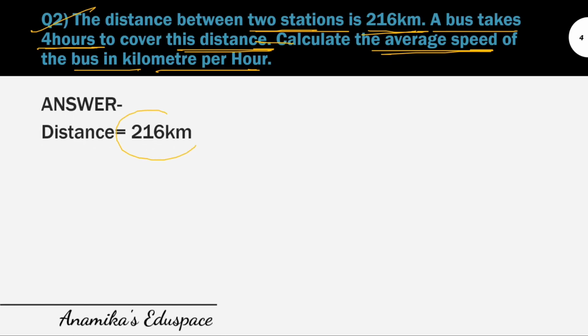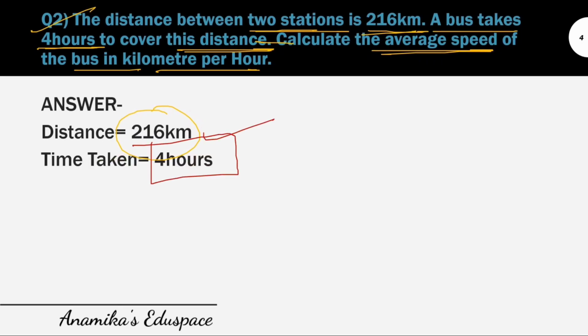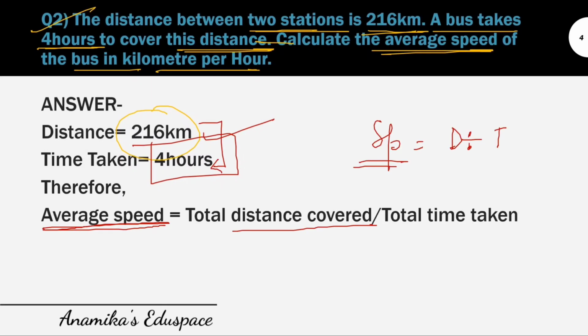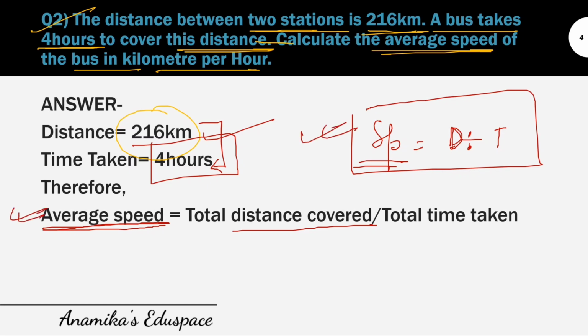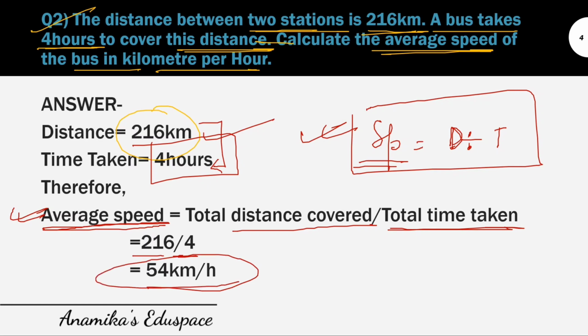Distance is given, that is 216 kilometers. Next, time taken is already given, that is 4 hours. So we learned that speed equals distance divided by time. When we calculate the average speed, we say total distance covered by total time taken. So that will be 216 divided by 4, and the correct answer will be 54 kilometers per hour. Clear, students? So this is the answer.